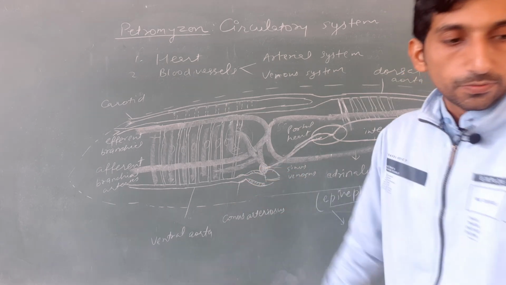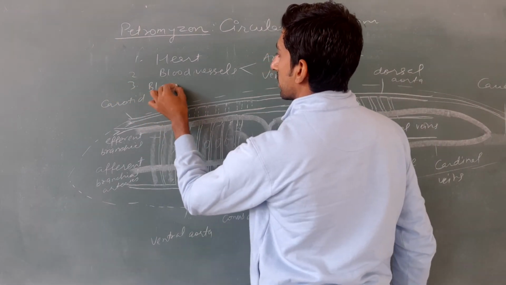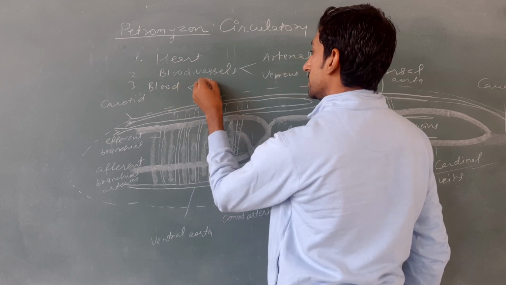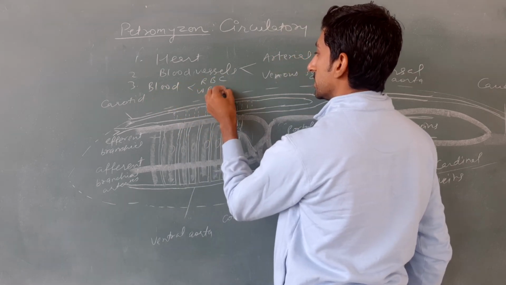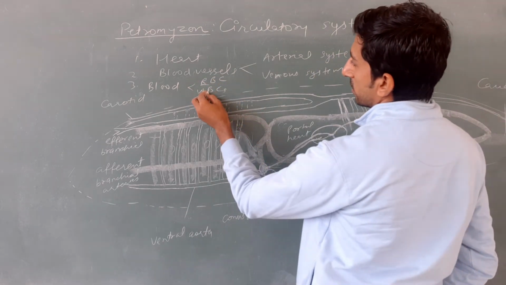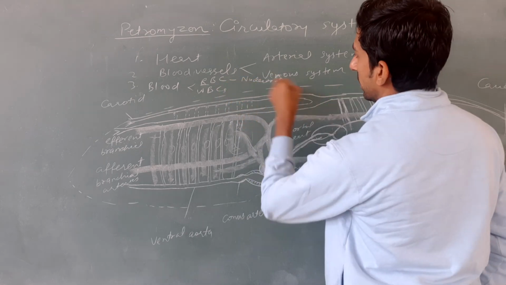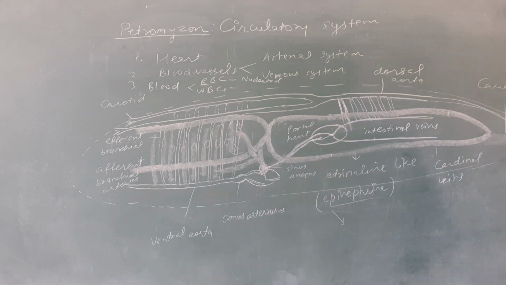And in case of blood, we have already discussed that the blood comprises RBCs and WBCs, red blood corpuscles and white blood corpuscles. RBCs are nucleated, while WBCs are also nucleated, they have their different functions. WBCs work in defense, they are defense cells, while RBCs have hemoglobin and they function in transport of gases.